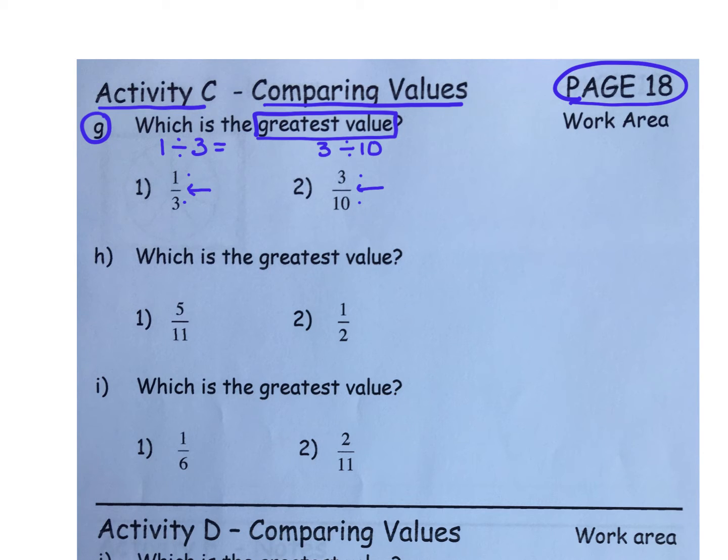Pause the video and divide each. For number 1, you should have gotten 0.333 repeating. Put down several 3's followed by ... That's a repeating decimal. And for number 2, you should have gotten 0.3. Now that decimal terminates. That's a terminating decimal.